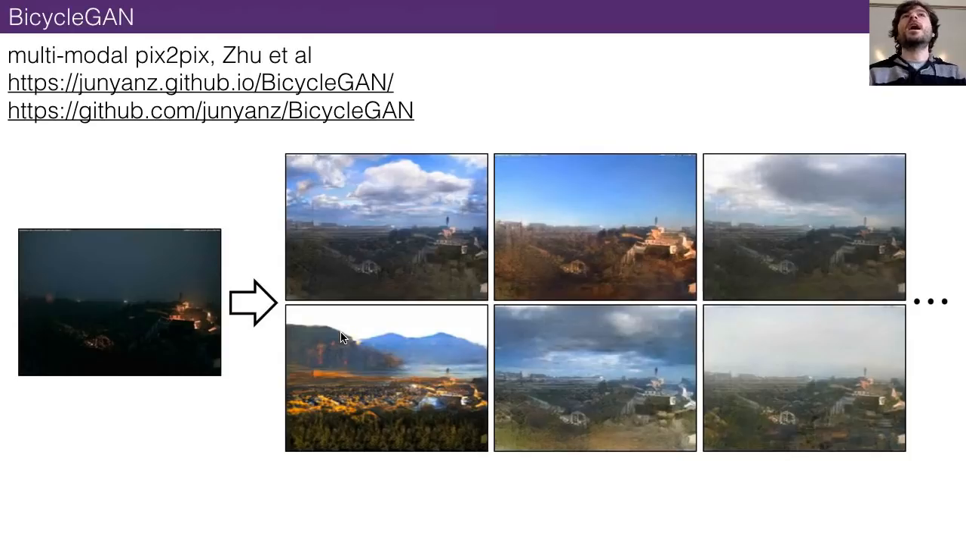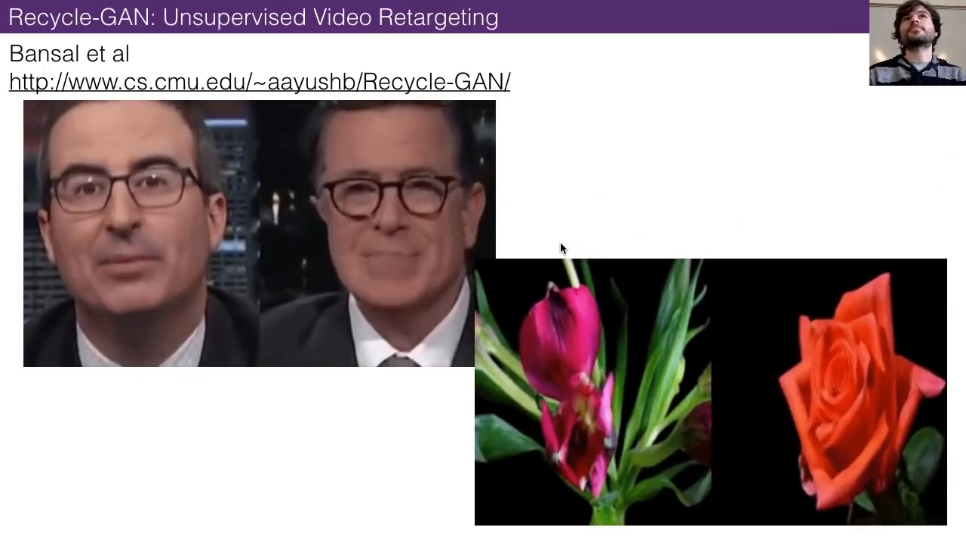This is cool. I just discovered this today, so I can't actually say very much about it. But basically, this is like multimodal pix-to-pix. I think it is pix-to-pix. It takes pairs of samples, but then it generates multiple versions. So it's not just, okay, this is night to day, but there's three styles to it. So you can get these multimodal results.